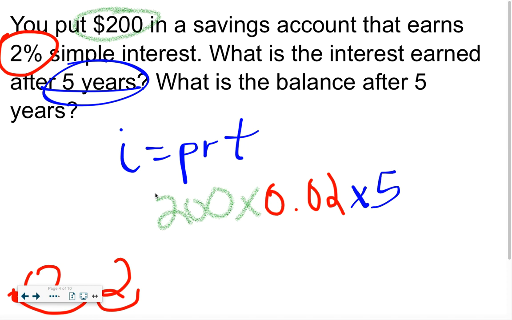Formula right here. Work right here. And then you get your answer right there. Multiply that into a calculator. Gives you the answer $20. Perfect. Formula, work, answer, and a label.